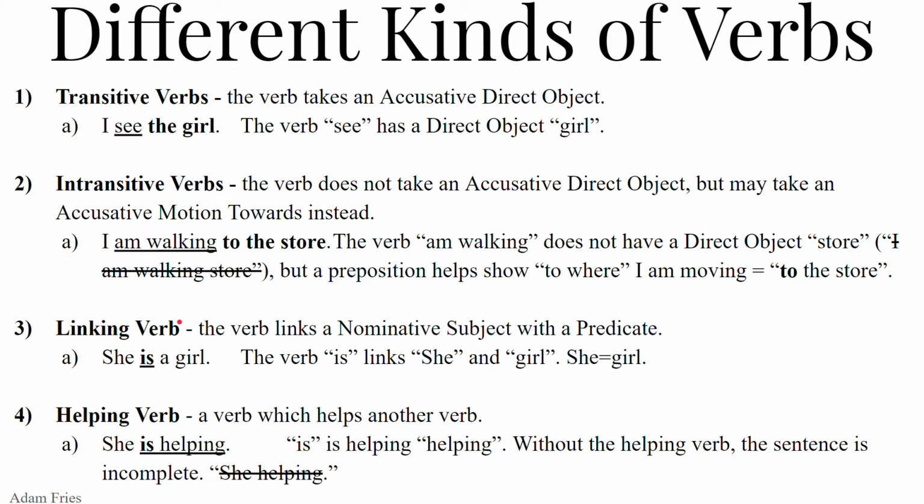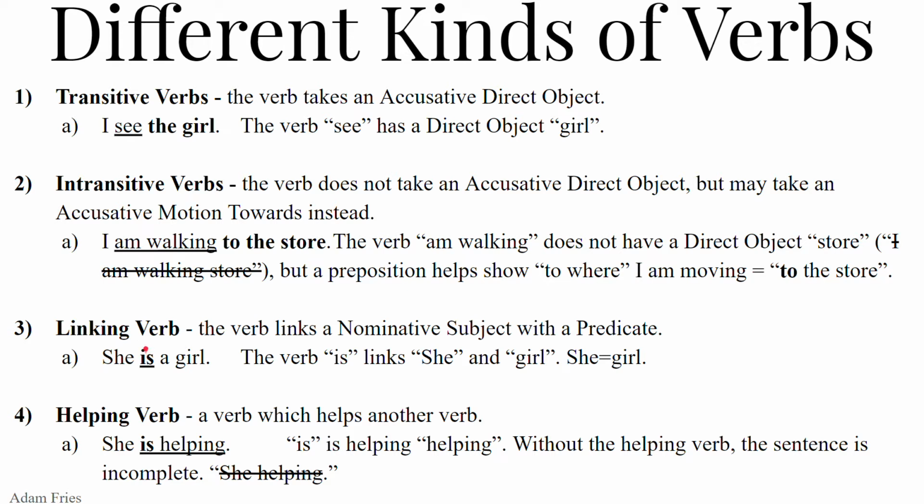Linking verb, sum es est, sumus estis sunt. The present tense of sum esse fui futurus. Sum is a linking verb. Linking verbs link a nominative subject with a predicate nominative or some other kind of predicate. Like, she is a girl. We are saying she equals girl. Who is she? She's a girl. This is the predicate nominative. Who is the girl? Who is?